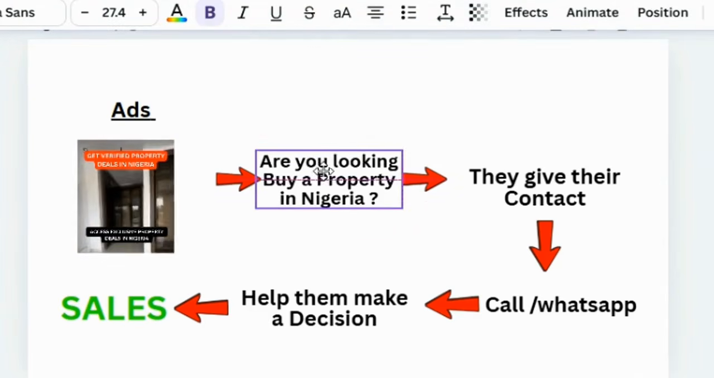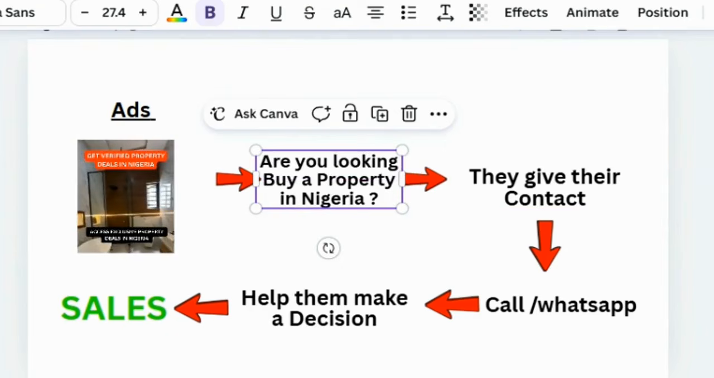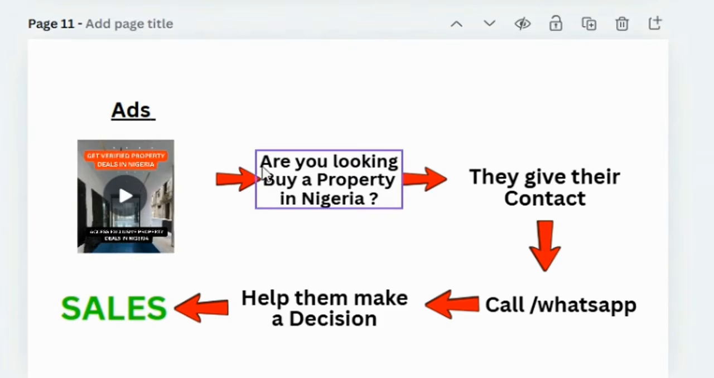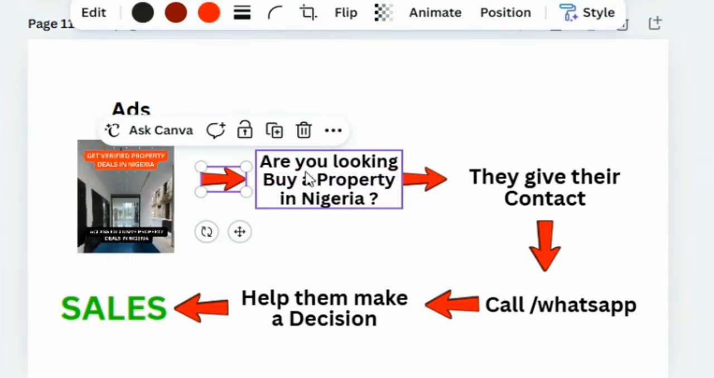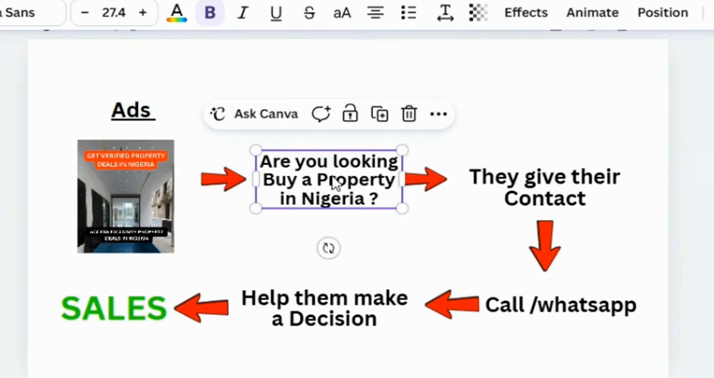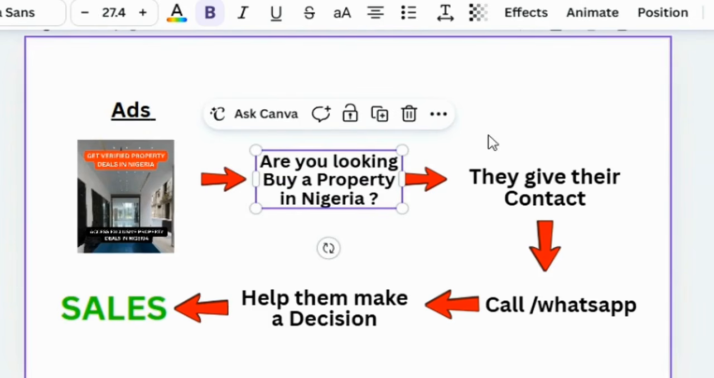Some say they are looking to buy in 2 months' time. Some say in 6 months' time. Some say in 1 year's time. So it all depends on when they want to buy. Some even say they are looking to buy immediately. They are looking for a good realtor to connect with. But the big question is, are you looking to buy a property in Nigeria, so that we don't end up talking to the wrong person?